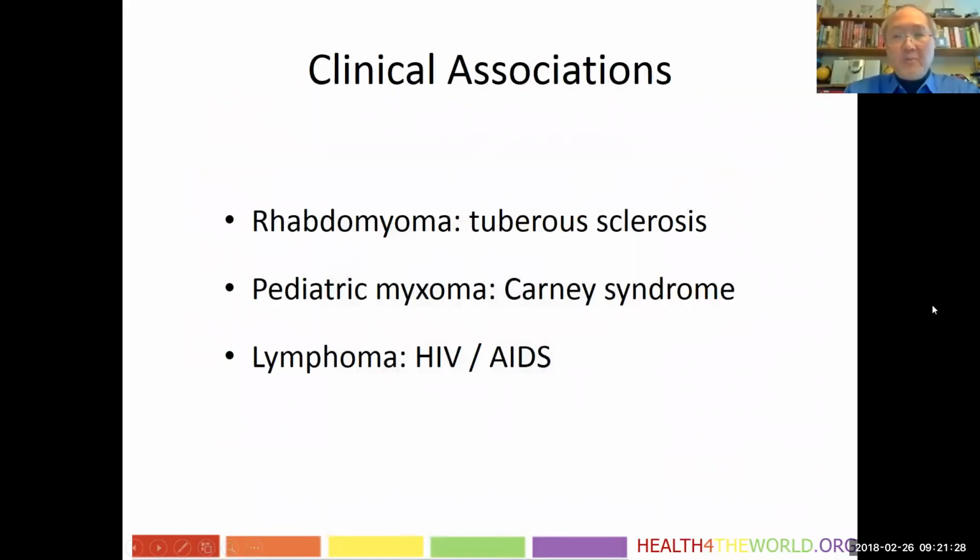There's a less common known syndrome called Carney syndrome. It's a cutaneous neural crest disorder. And this Carney syndrome can produce multiple pediatric myxomas. So myxoma typically is solitary, but in this particular syndrome it can be multiple. And the occurrence of primary cardiac lymphoma is extremely rare, except in immunocompromised individuals, especially those with HIV infection.